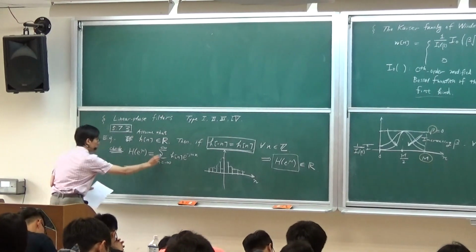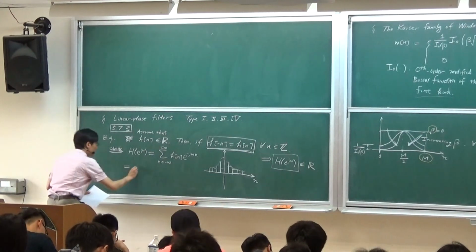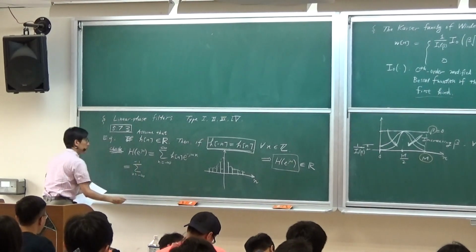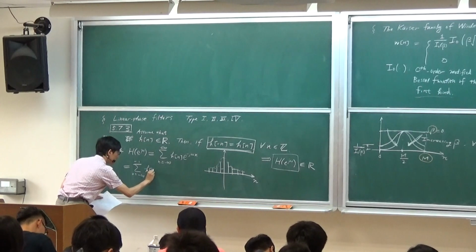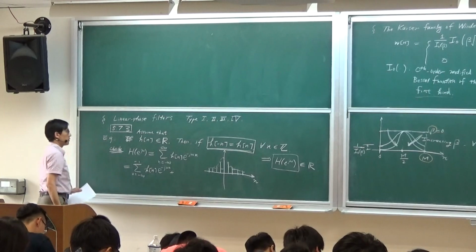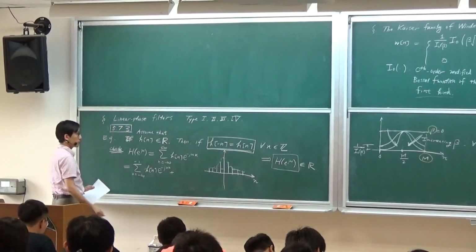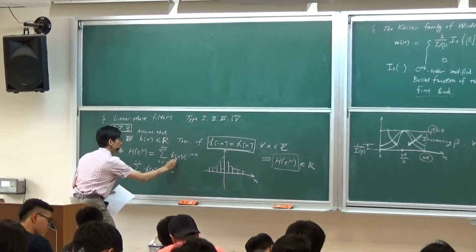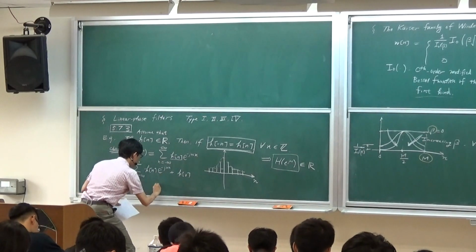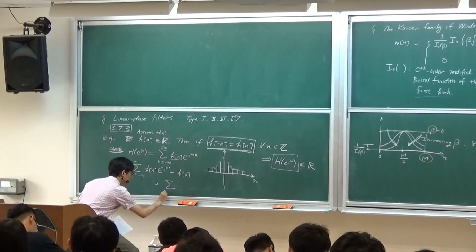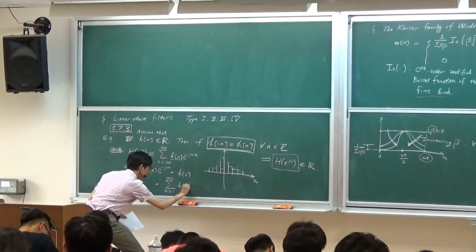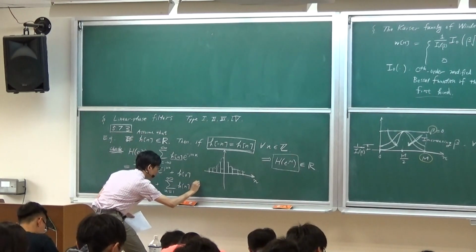Let's separate this summation into three parts. The negative time part, then n equals 0, where the exponential is 1 and this is exactly h0, plus the positive n part, where n goes from 1 to infinity, h of n, e to the minus j omega n.